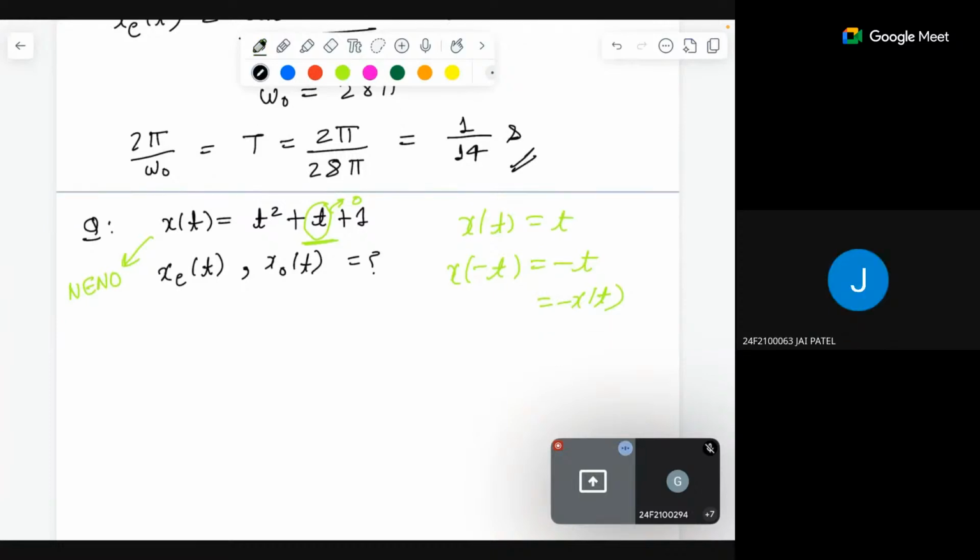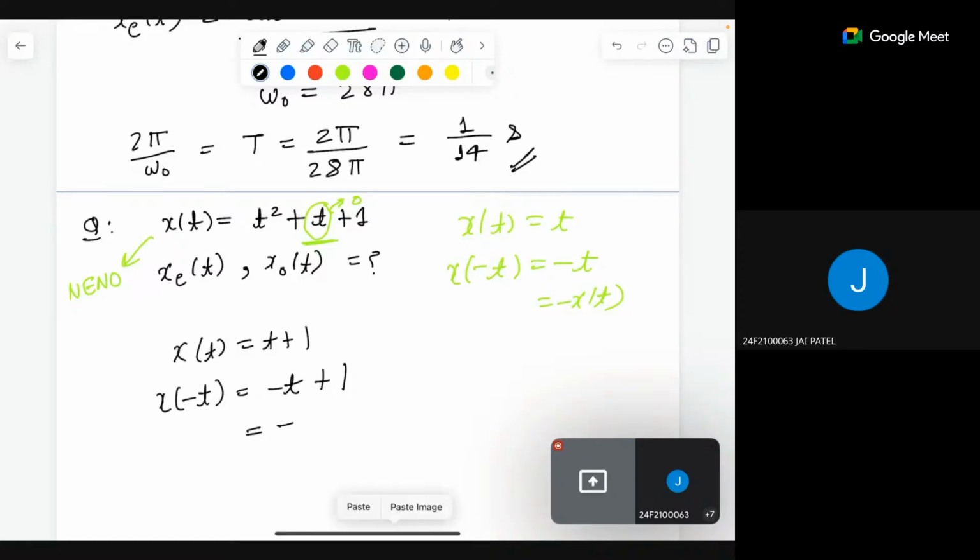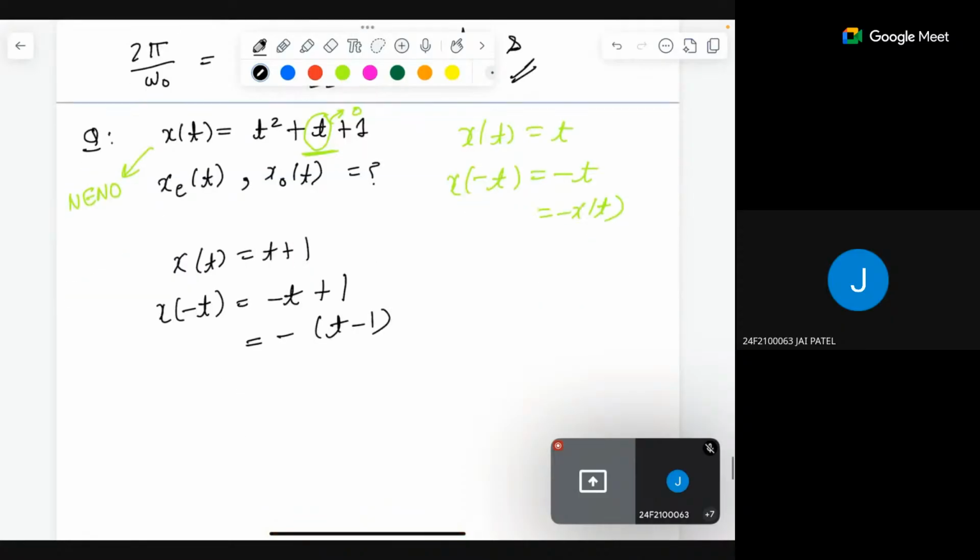Ma'am, can we also take the odd part as t plus 1? If we take the odd part as t plus 1, then x of minus t will be minus t plus 1, which will be neither. So I just checked that this t is odd, so x odd of t is t. The remaining portion has to be even because we can see that x of t is neither even nor odd. Is this clear? Yes, ma'am.